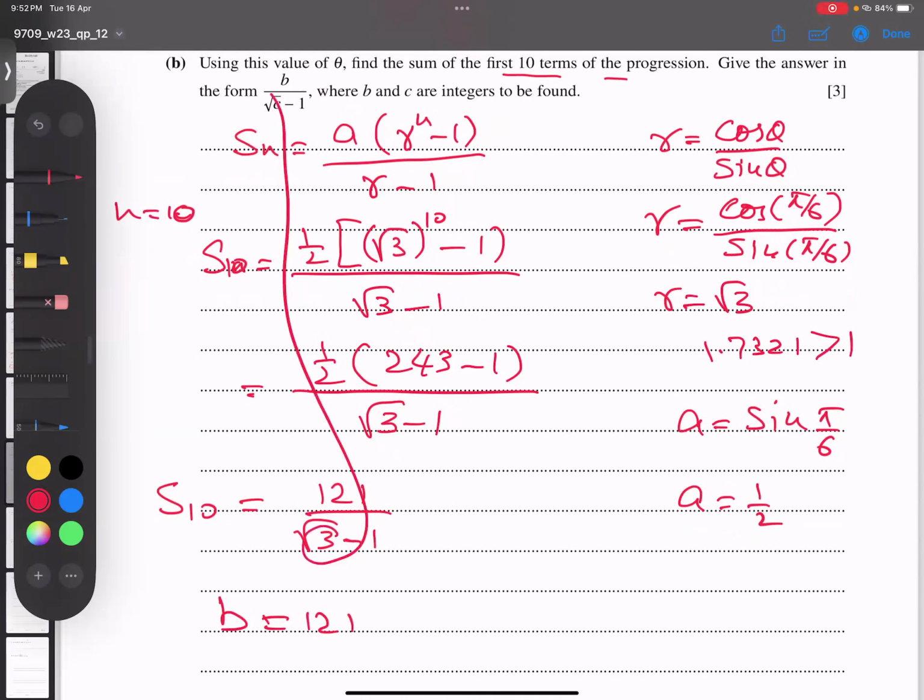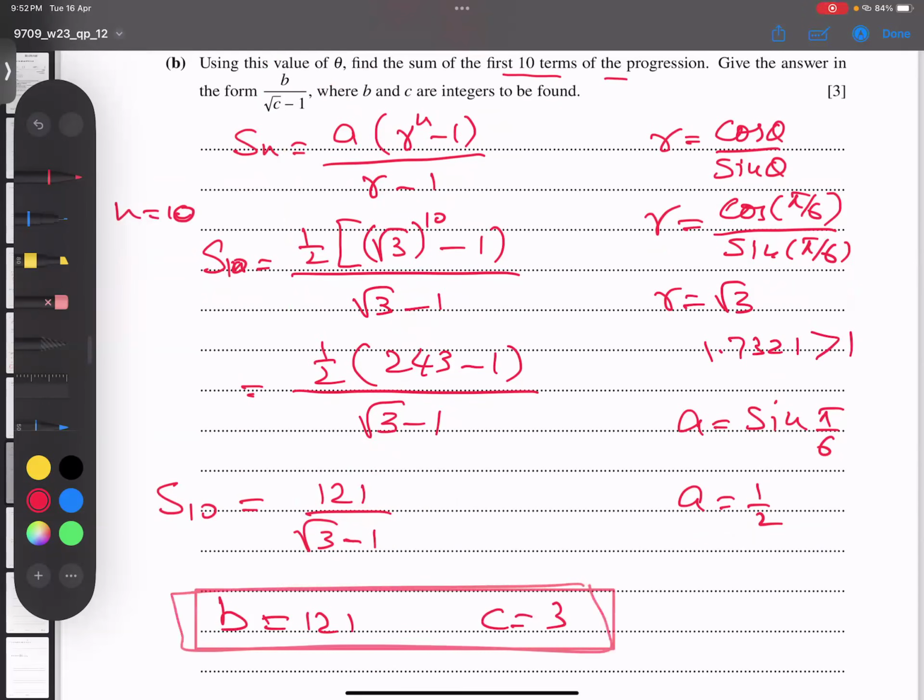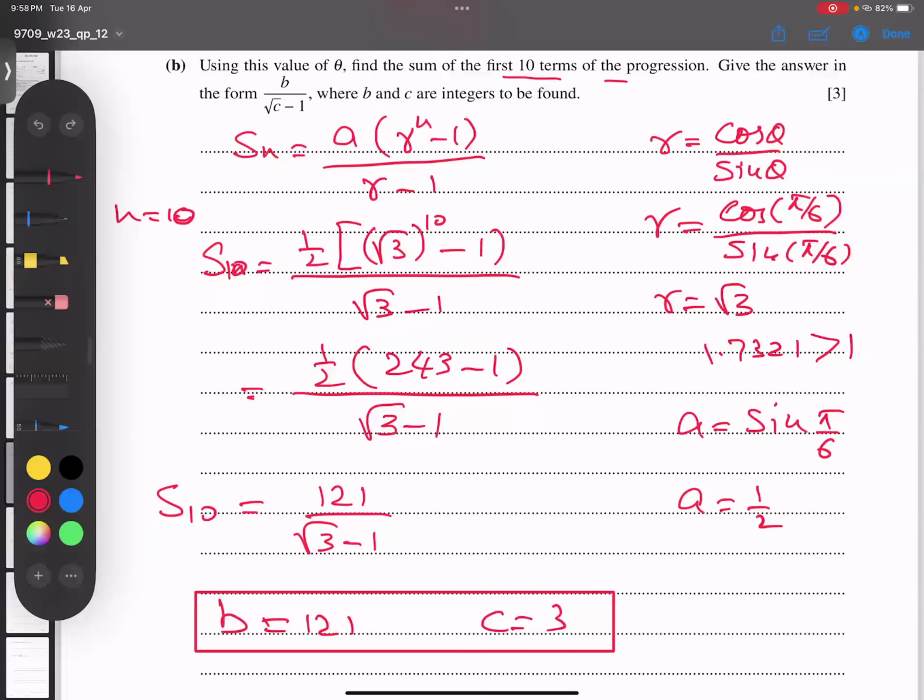And what is this C value? C value is 3. And I believe the point is very clear. And we have done this question. Let's go for next part.